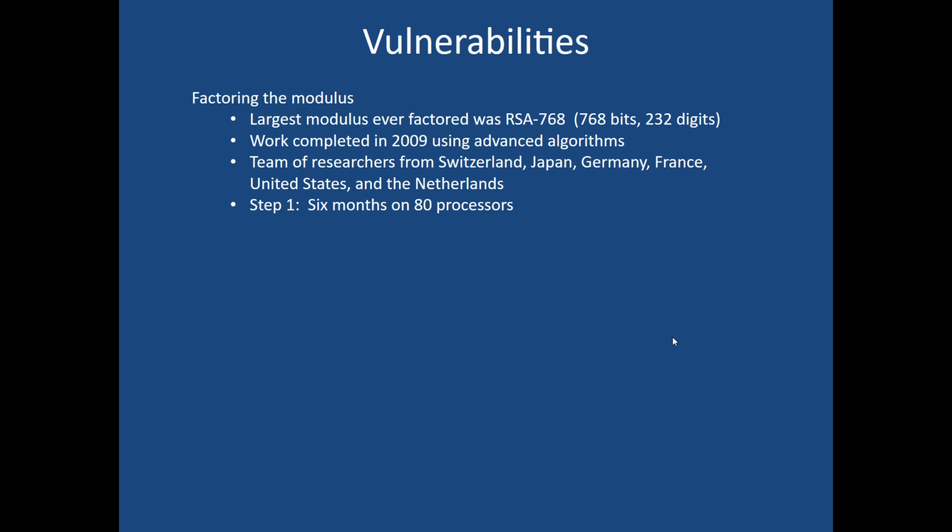Step 1 took 6 months on 80 processors. So they're doing something more advanced than just trying every possible factor. They're using the best known algorithm. 6 months for the pre-processing step. Step 2 took 2 years on many hundreds of machines, the equivalent of 1,500 years on a single core 2 gigahertz processor.